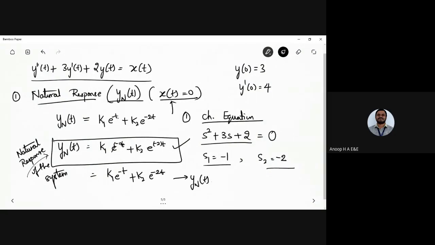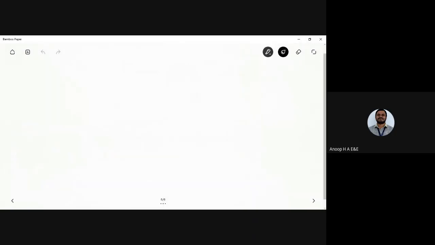Now let me keep it aside as of now, as I take the natural response in finding out the total response later on. Now if the input is applied, I'll be going for the forced response of the system.